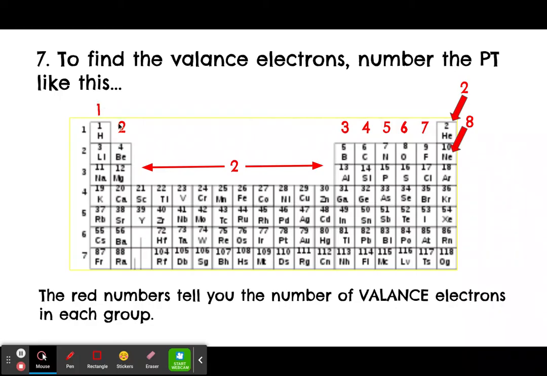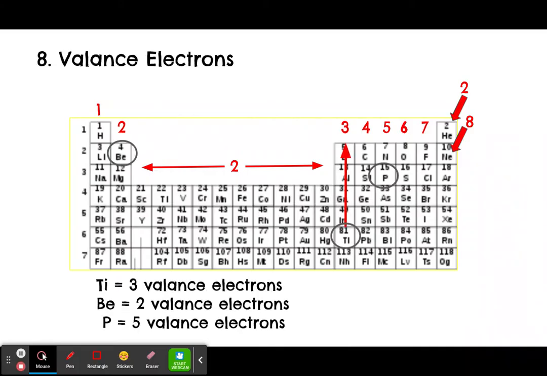So you're going to cross 1, 2, skip 3, 4, 5, 6, 7, 8, and then all of these are 2. This helium sticking up here is 2, and then 8 is from neon all the way down. These red numbers tell you the number of valence electrons in each group, the number of electrons in the outer shell.